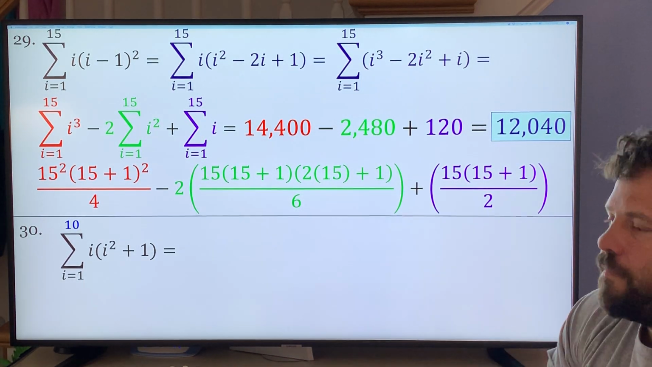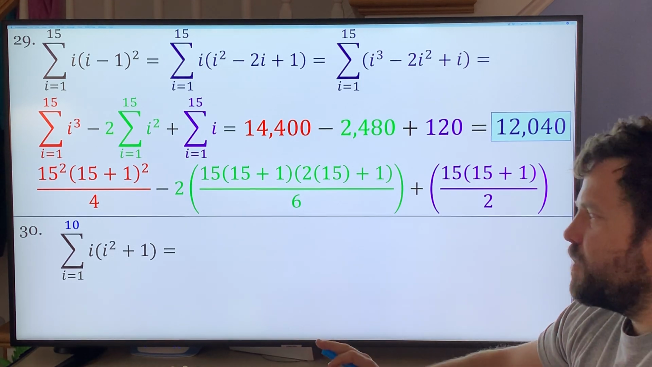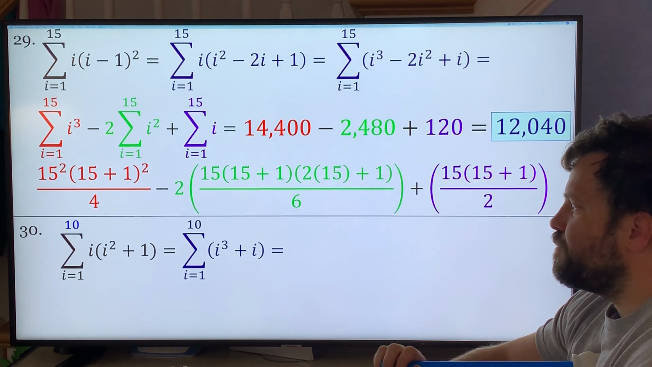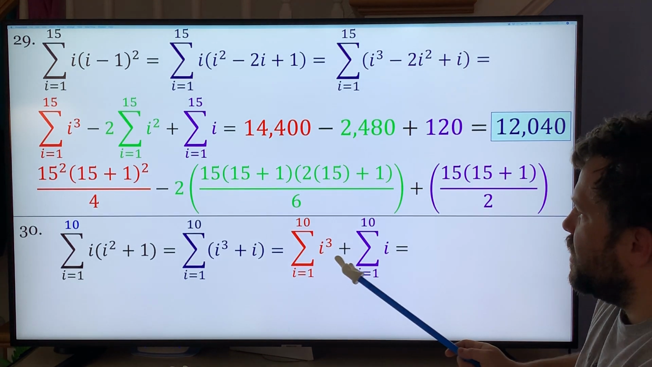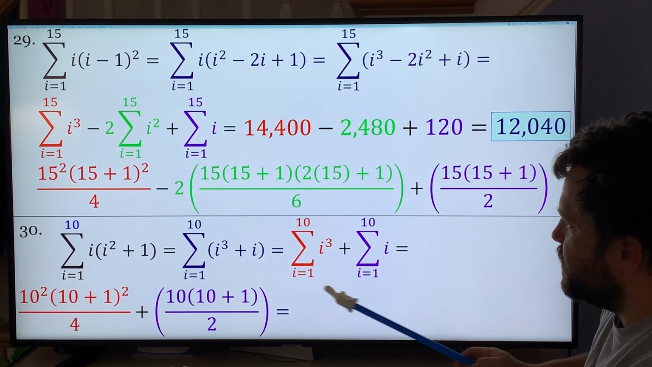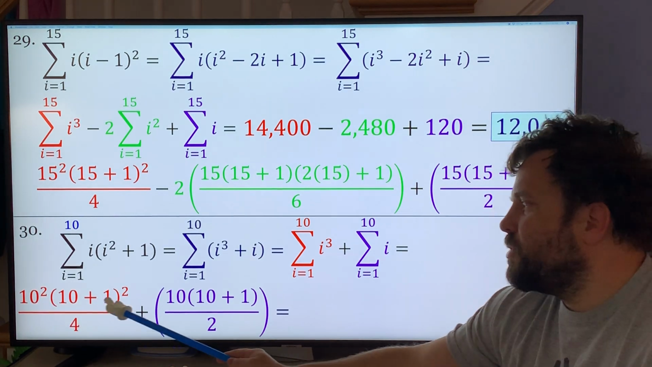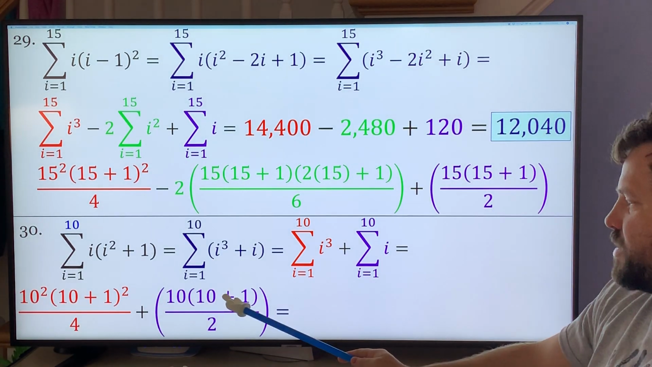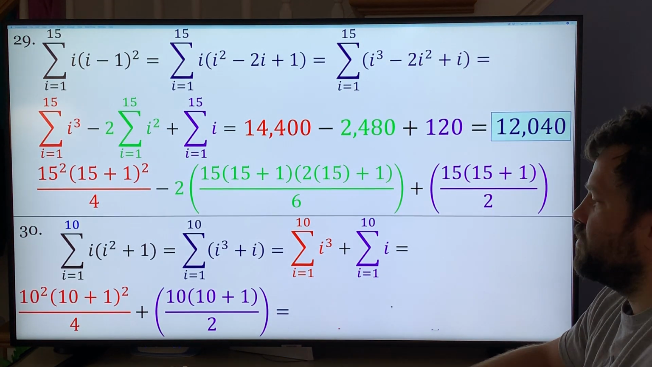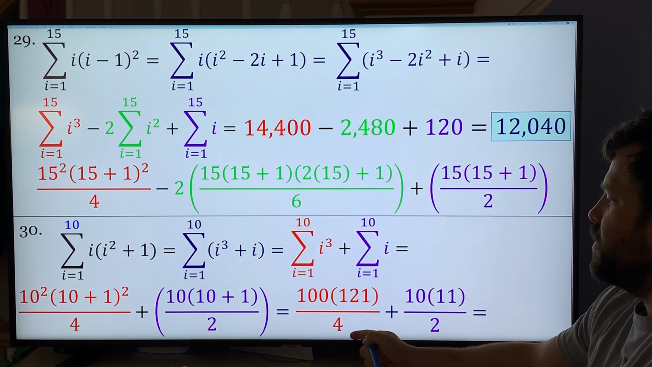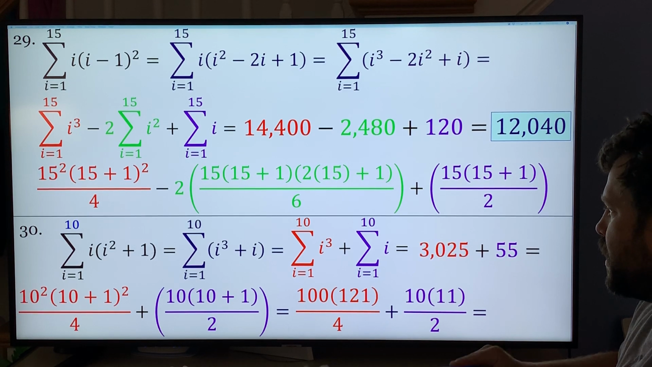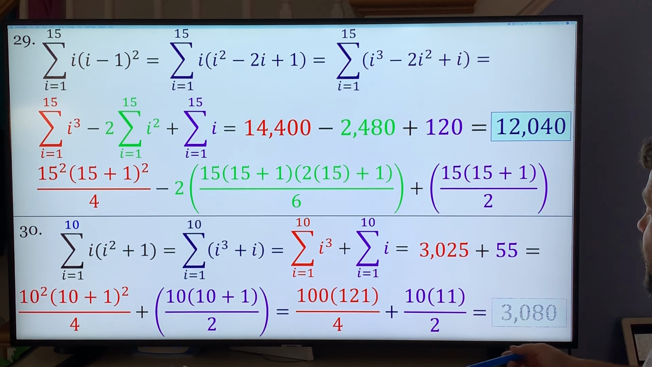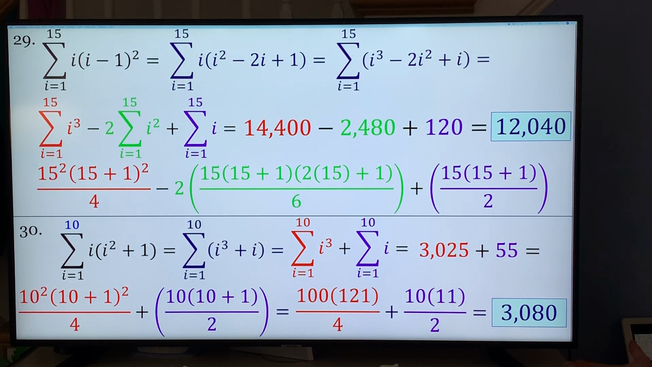What do you do for problem 30? Distribute: i cubed plus i. Plug the 10 into the i cubed. Sorry, split it up first. So you have n squared times n plus 1 squared over 4, plus n times n plus 1 over 2. That's 100 times 121 over 4, plus 10 times 11 over 2. 3,025 plus 55, and as an answer you get 3,080.